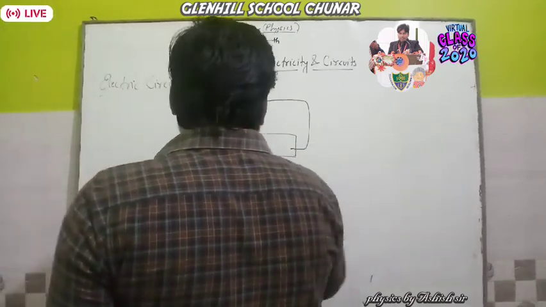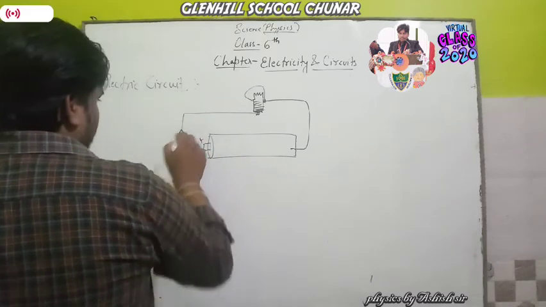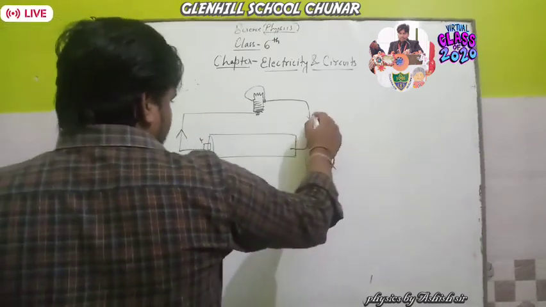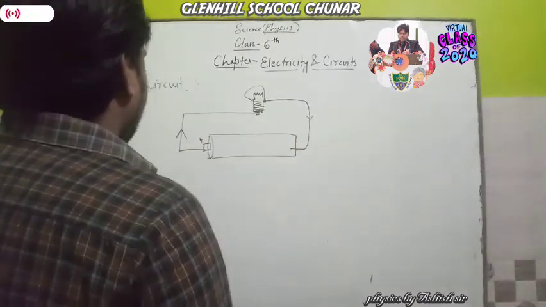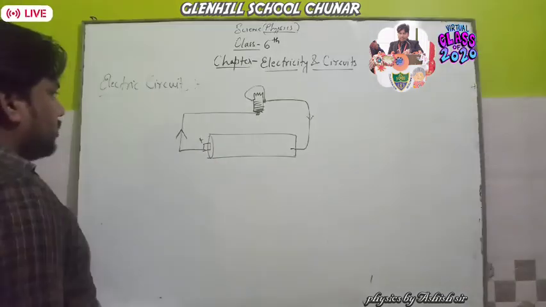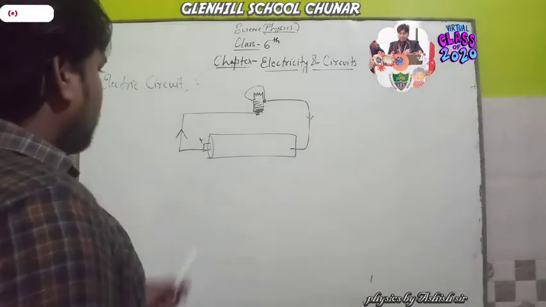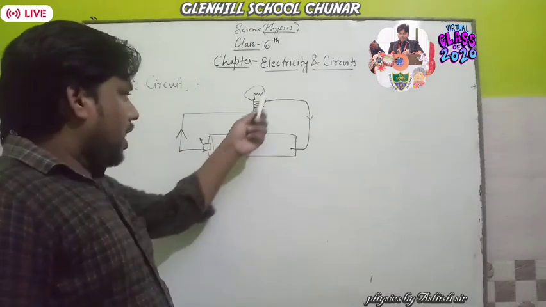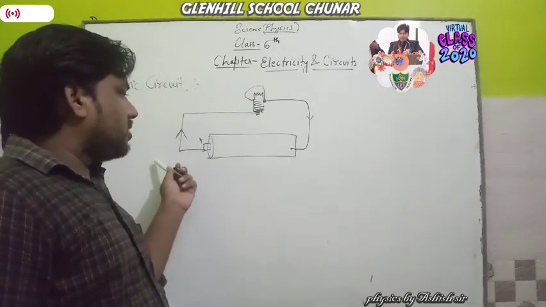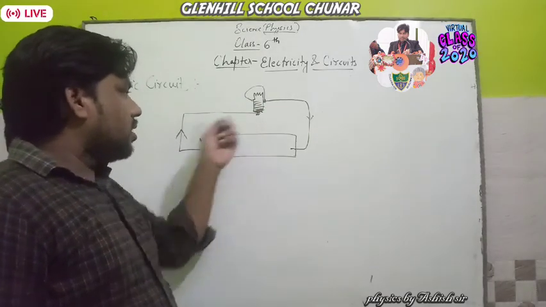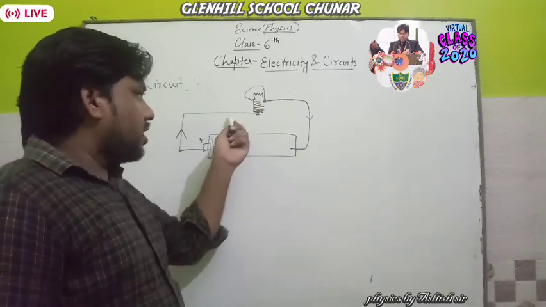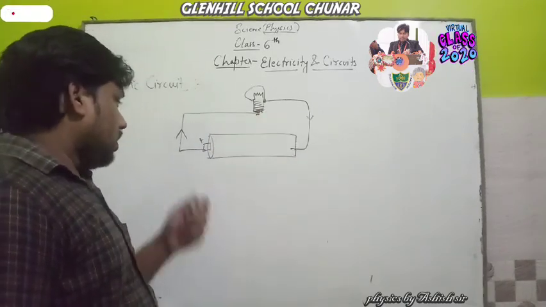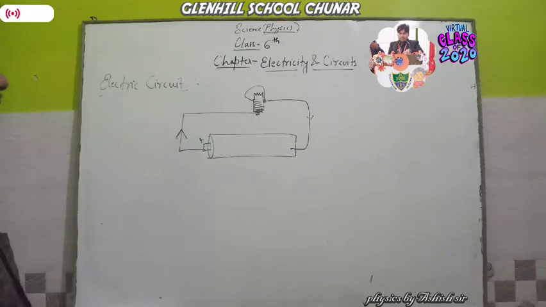Now what happened? The current is flowing in this direction and this. Now this is the electric circuit. This is the closed and continuous path. Continuous path means what? There is no breakage. The continuous path through which electric current flows is known as an electric circuit. Clear?